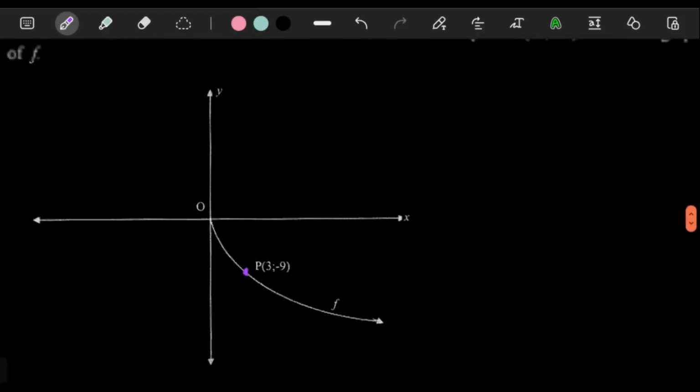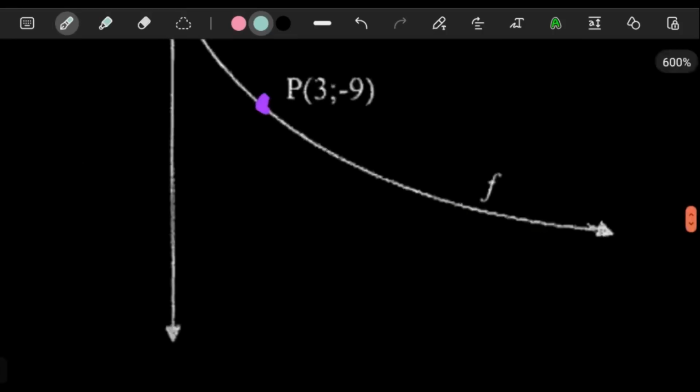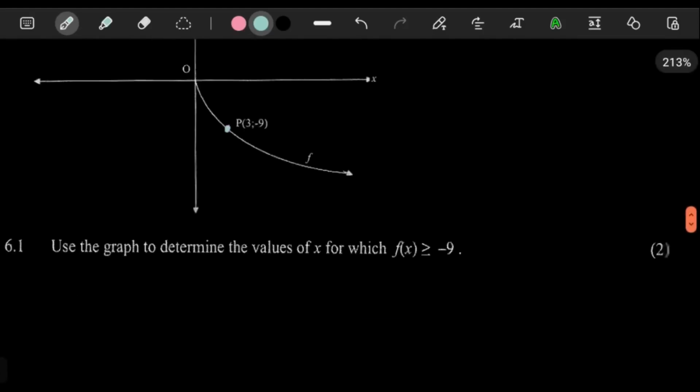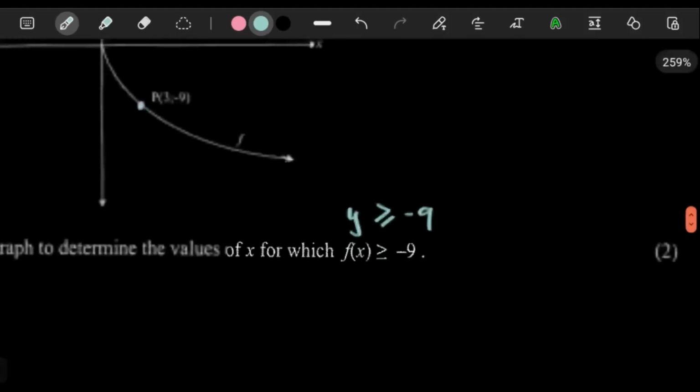It lies on the graph of f, and then it says here for 2 marks, use the graph to determine the values of x for which f of x is bigger or equal to -9. So where is f of x bigger or equal to -9? Well, this is where it's equal to. Remember, f of x represents y, so this is asking where are the y values bigger or equal to -9.